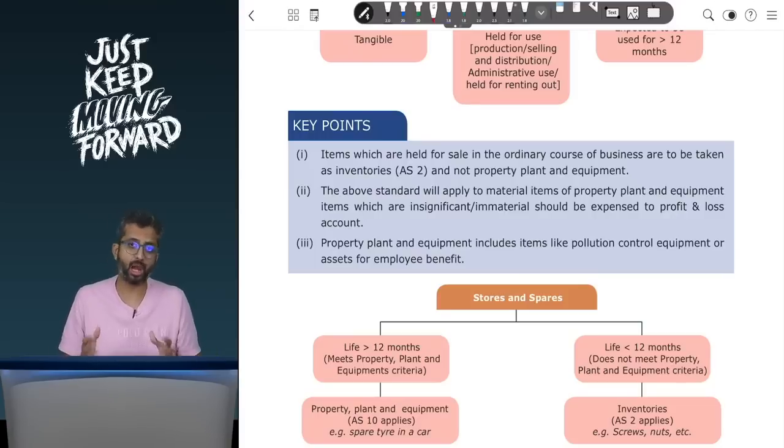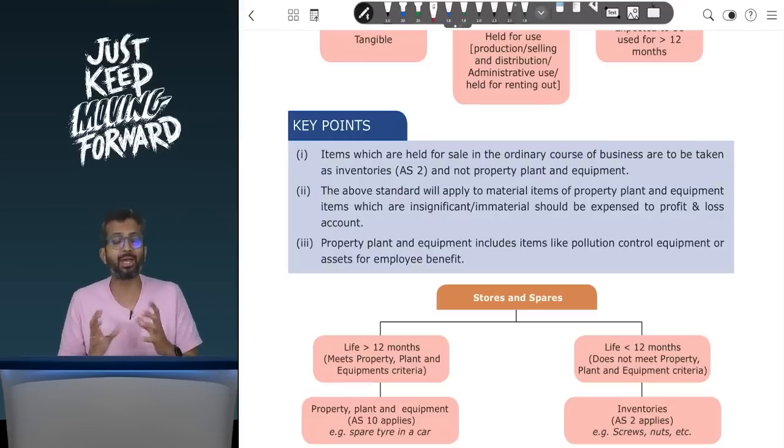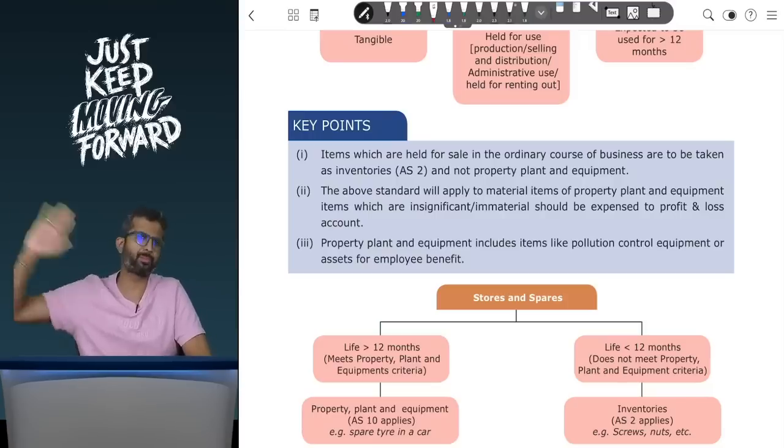Even living plants, there are two types of plants. There are bearer plants and other than bearer plants. Bearer plants are plants which bear agricultural produce and are not produced themselves. For example, a coconut tree bears coconuts and hence it is a bearer plant, it bears produce. Whereas a bamboo tree, for example, is itself a produce. So a bamboo tree will be covered under a separate accounting guidance.